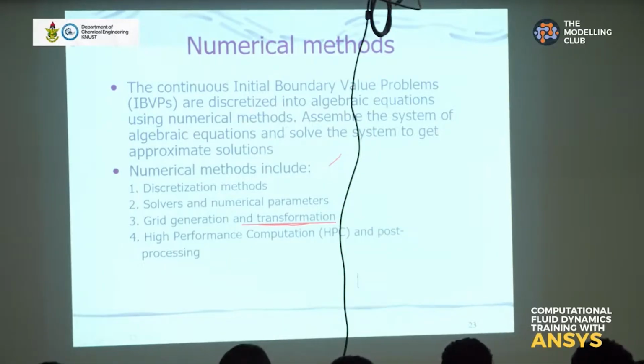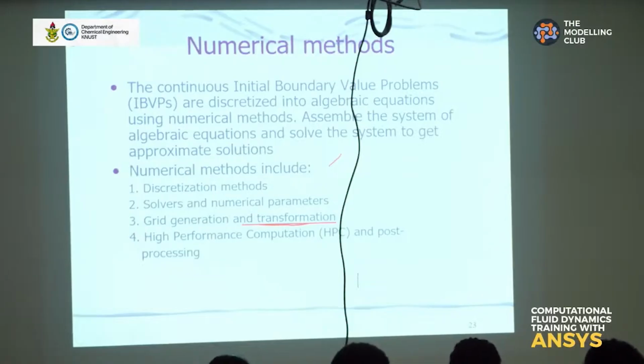Here it says that the continuous initial boundary value problems are discretized into algebraic equations using numerical methods. And then after that, we assemble the system of algebraic equations and solve them to get an approximate solution. Remember in numerical methods, you have your domain, you discretize it, and so you're obtaining discrete solutions at different points within your computational domain, versus the exact solution, which is a continuous solution at every point.